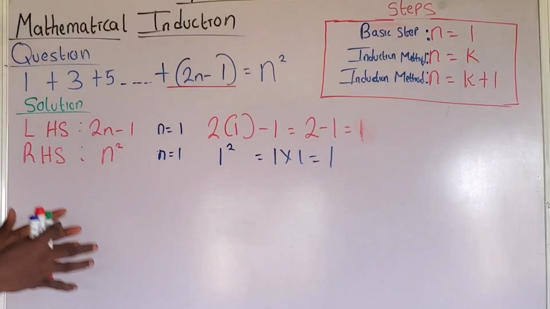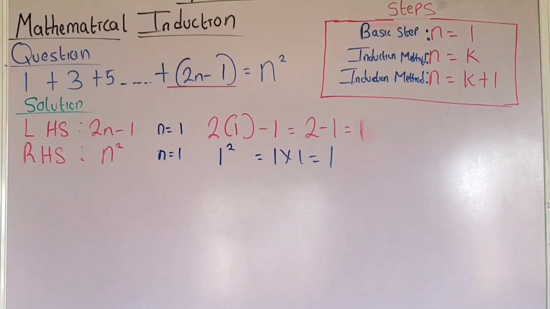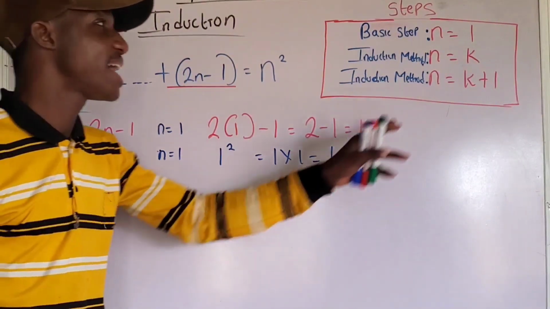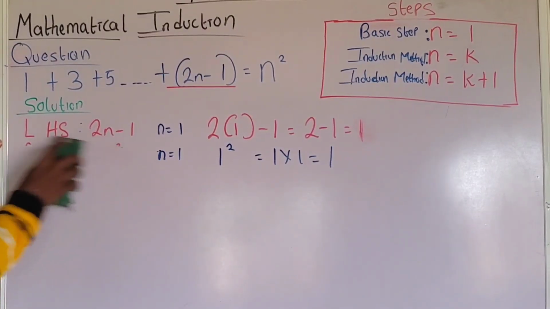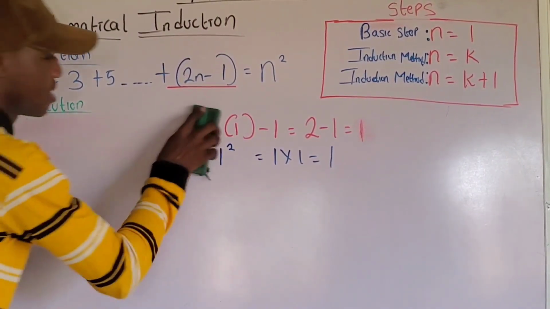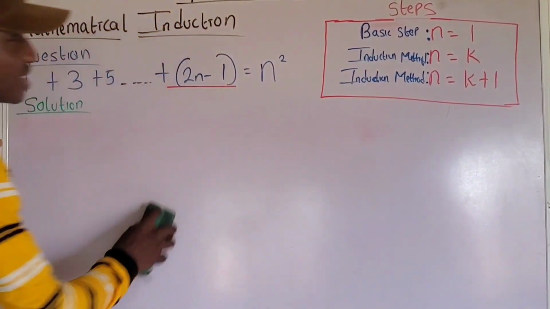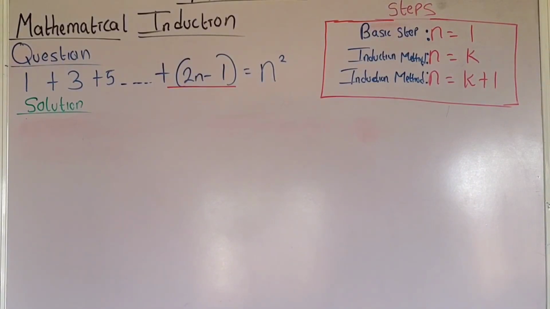Now, the next step is that we have to test whether it satisfies the induction method 1. The induction method 1 is that I'm going to set n equal to k. You understand? So please pay attention. I can erase this now. Now, let us proceed. So, when n equals k, now, please pay attention.